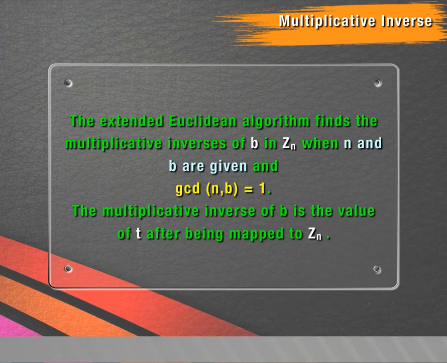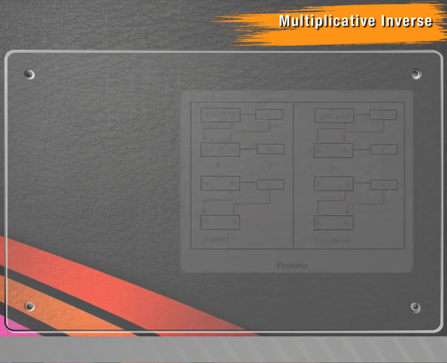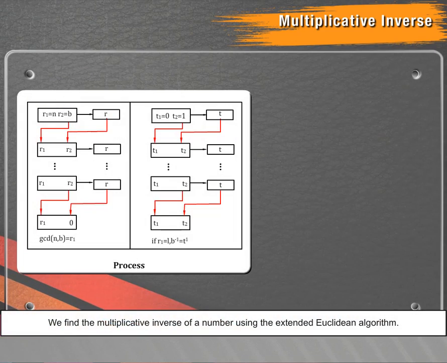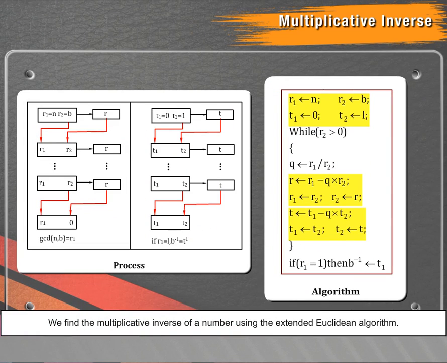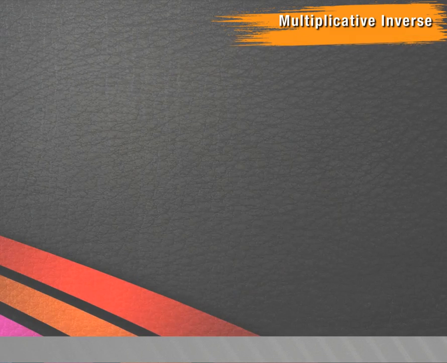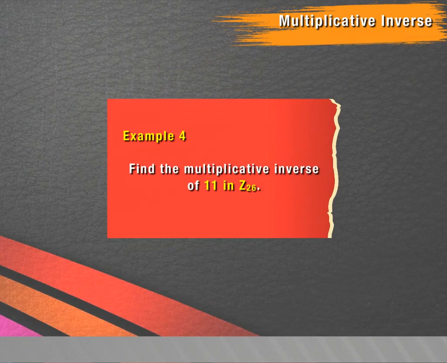The extended Euclidean algorithm finds the multiplicative inverse of b in Zn when n and b are given and GCD of n, b is equal to 1. The multiplicative inverse of b is the value of t after being mapped to Zn. We find the multiplicative inverse of a number using the extended Euclidean algorithm. Example 4. Find the multiplicative inverse of 11 in Z26.